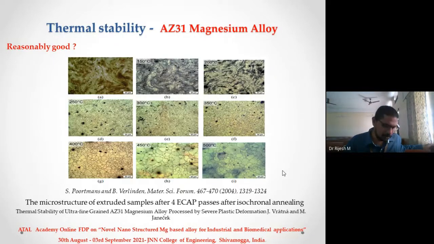Now sometimes it may so happen that you will have to anneal the material. Suppose you are getting a grain size and you have to anneal your material for various applications. We call it isochronal annealing.